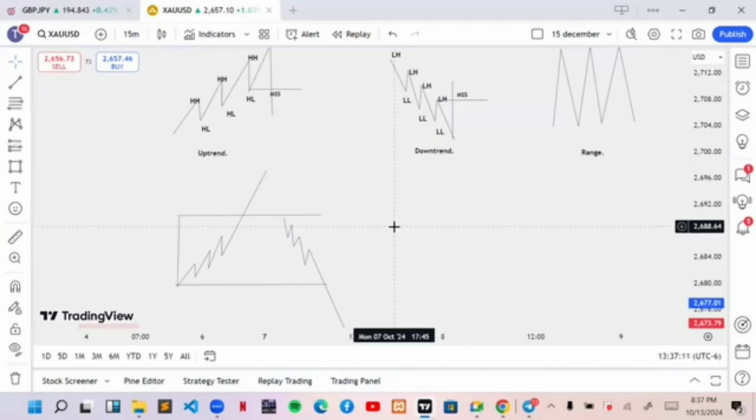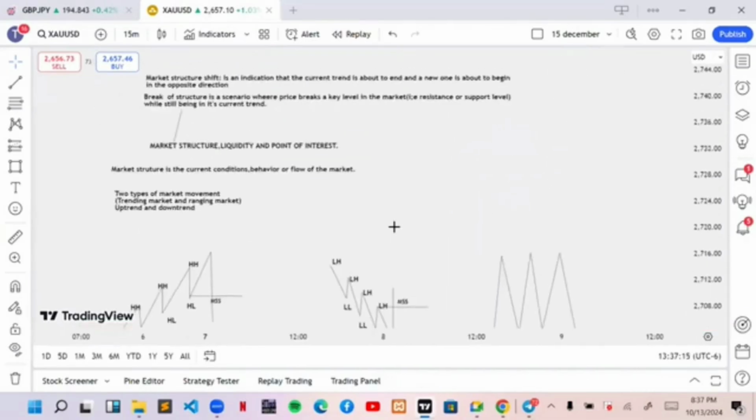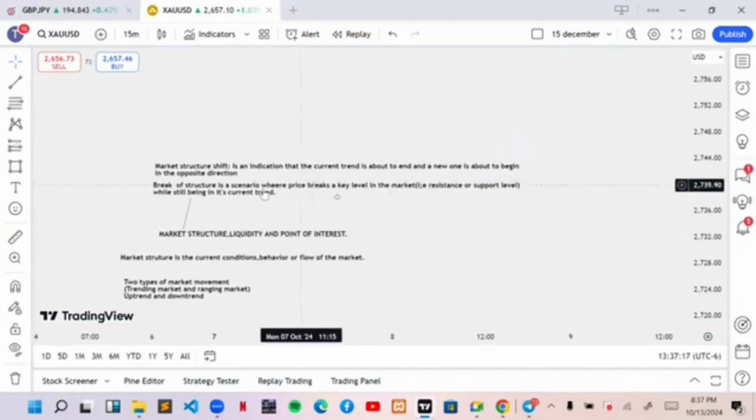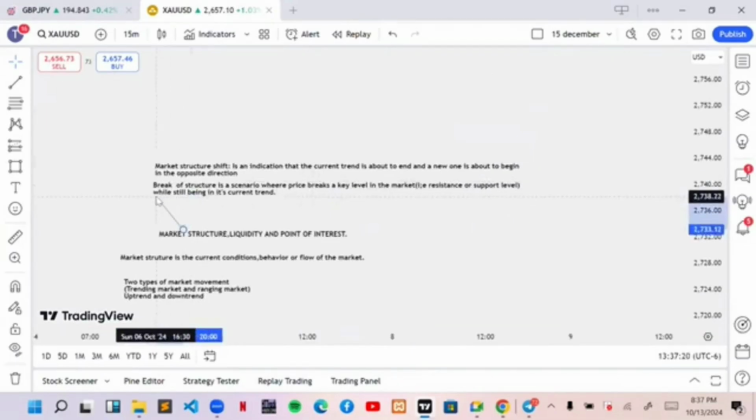So that is the structure part of the strategy. Now it's time to go on to the liquidity part of the strategy. So what is my liquidity in this case? What I use as my liquidity is actually inducement.